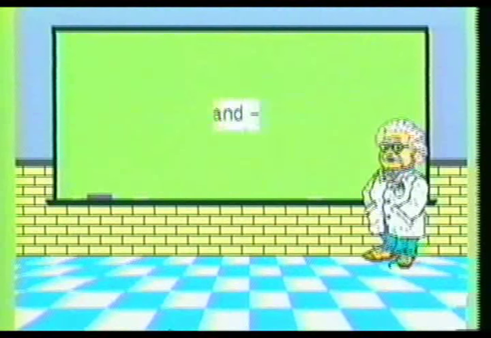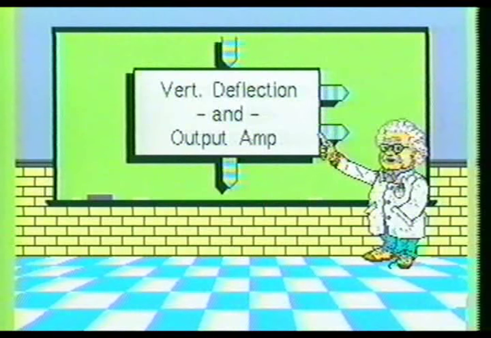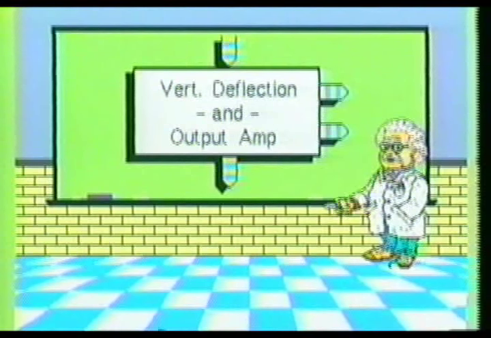We will now pause for a short review of the material just discussed. The vertical deflection output amplifier stage performs two primary functions. First, it generates a sawtooth waveform of sufficient power to drive the vertical deflection yoke. Second, it provides retrace blanking pulses and timing pulses for the convergence and pincushion sections.